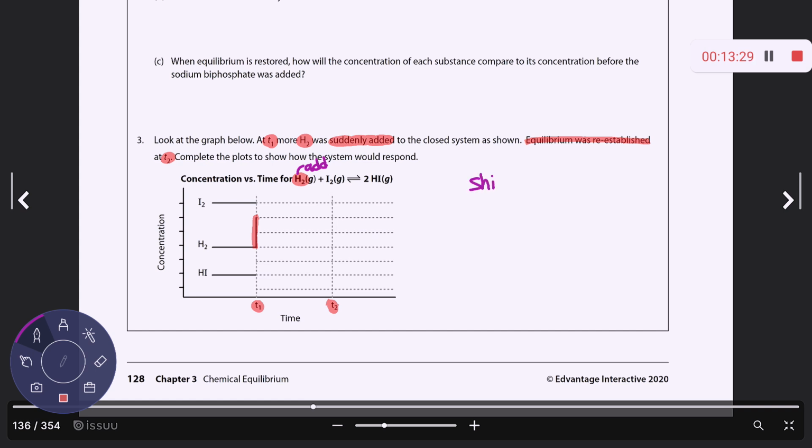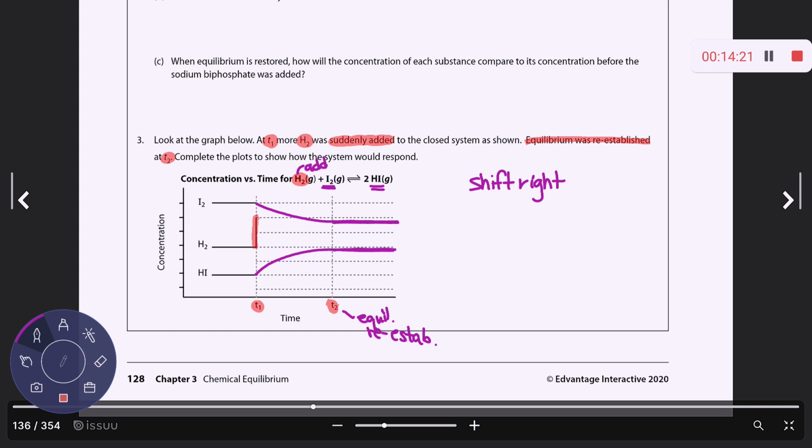Yeah, so we're going to shift to the right. Okay. Sorry, when I shift to the right, what happens to the amount of HI? Goes up. Yeah, it goes up. Okay, so it's going to go up and level off at T2 because this is where equilibrium is going to reestablish itself. Okay, so I'm going to have this coming up and then leveling off and then staying leveled off from T2 on. Okay. What happens to I2? Decreases. Yeah. So it's going to come down and then level off at T2. So we're going to come down and then it's just going to stay right there at T2 on.